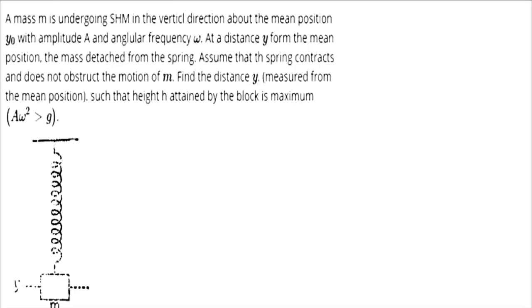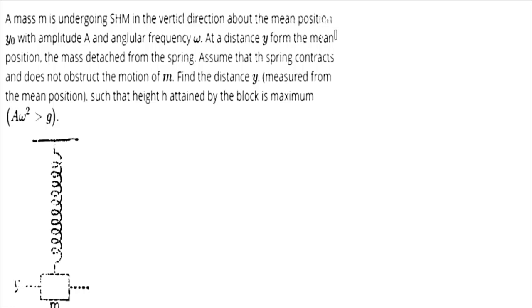Thank you. Hello everyone. Let us try to solve the given problem. The given problem states a mass m is undergoing SHM in the vertical direction about the mean position y naught. So this is y naught, the mean position, and this mass is doing SHM with the amplitude A and the angular frequency omega. The amplitude is simply capital A and its angular frequency is omega.